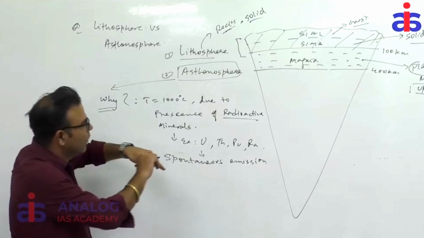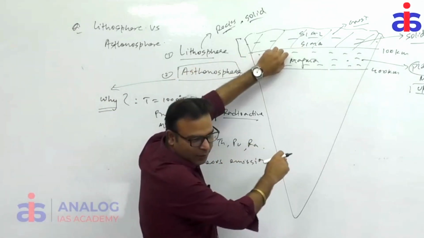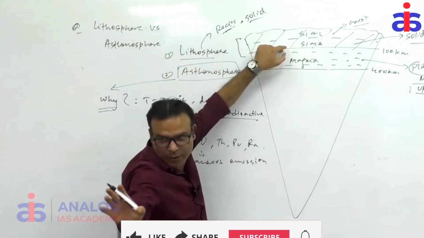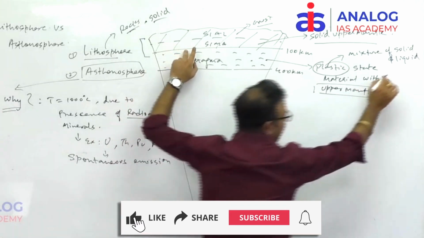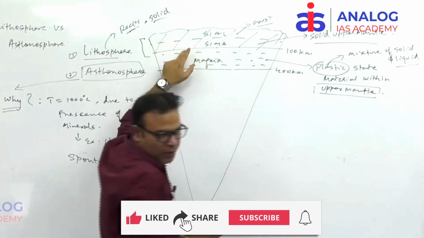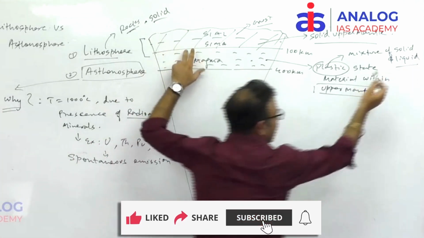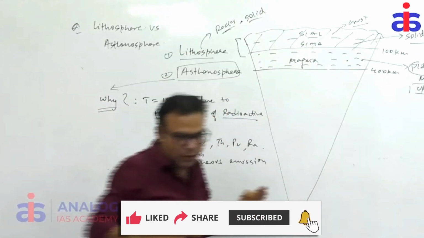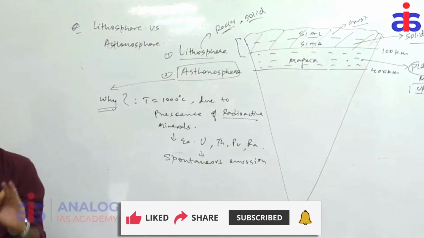Spontaneous emission produces heat energy. That heat melts some of the substance and turns it into which form? Liquid form. And the rest, which is not melting, remains in which form? Asthenosphere formation is clear to everyone.